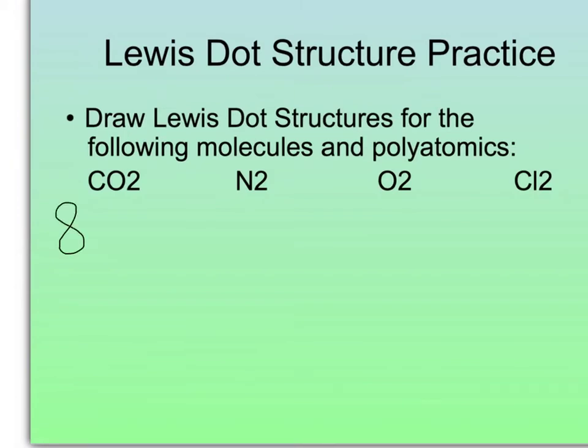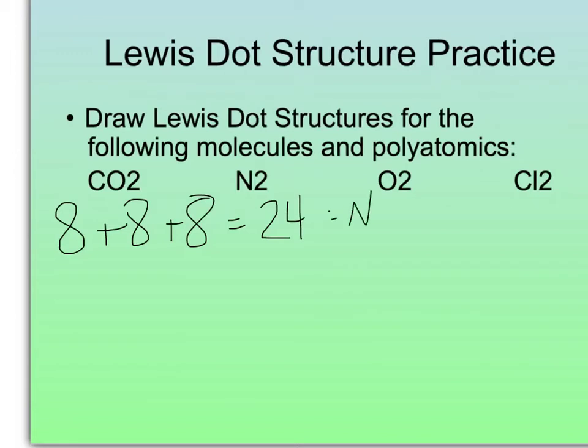So I've got carbon and each oxygen. There's 1 carbon and 2 oxygens. 8 plus 8 plus 8 is a total of 24, and that's our N.